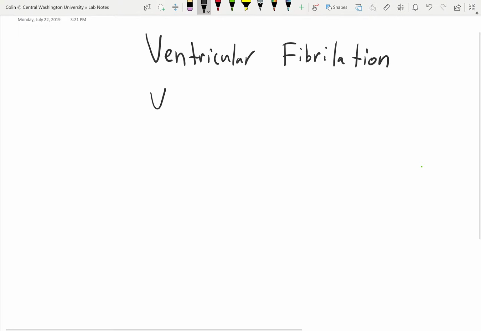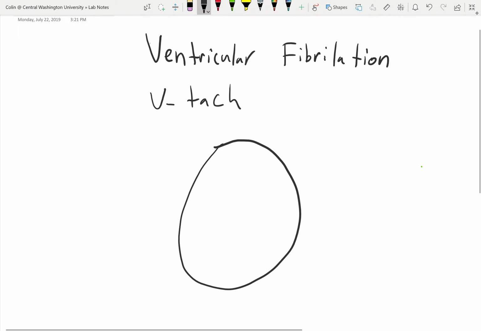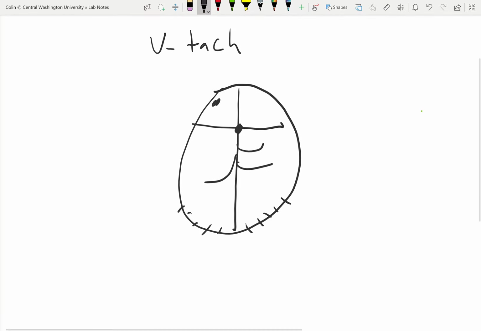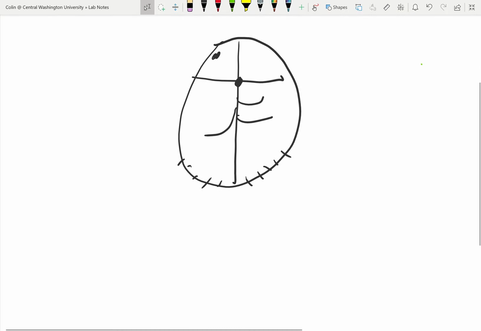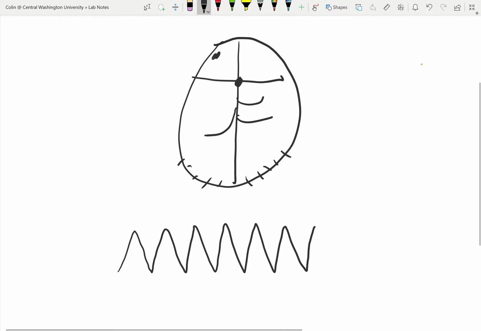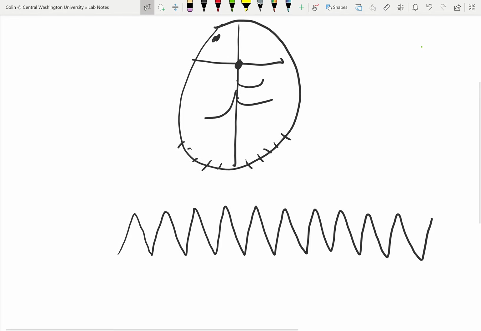So we'll write Vtach. Vtach is in essence, and draw a heart again, your ventricles beating really, really fast. And what you're going to get is this kind of triangular pattern that looks like this. And here's the crazy thing about Vtach compared to VFib. If you're in VFib, you're dead. In Vtach, you could be alive or dead.